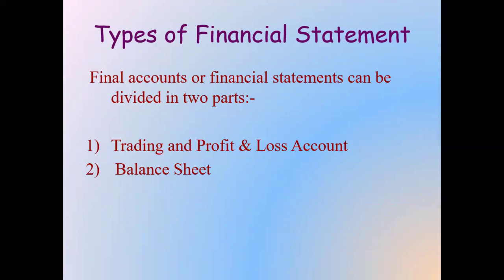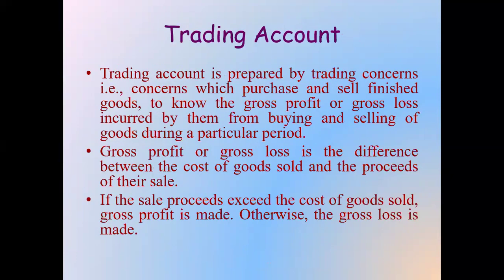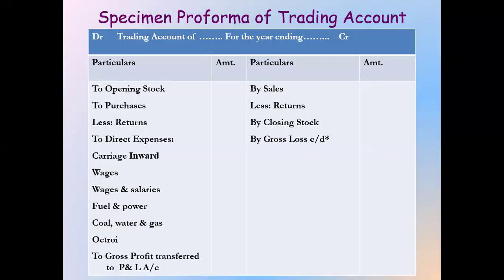Now, the types of financial statements we have already discussed: trading and profit and loss account and the balance sheet. They can be divided broadly into two parts. What is the meaning of the trading account? Trading account is prepared by a trading concern, a concern which purchases and sells finished goods, to know the gross profit or gross loss incurred by them for buying and selling of goods during a particular period. Gross profit or gross loss is the difference between the cost of goods sold and the proceeds of their sale. If the sale proceeds exceed the cost of goods sold, gross profit is made, otherwise gross loss is made.